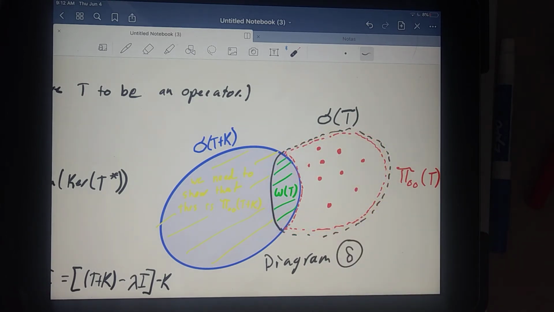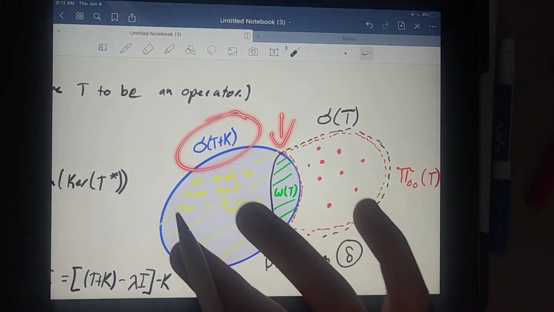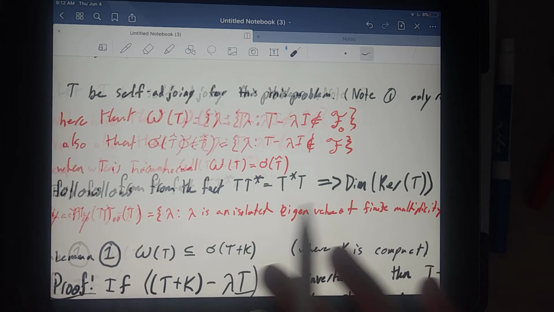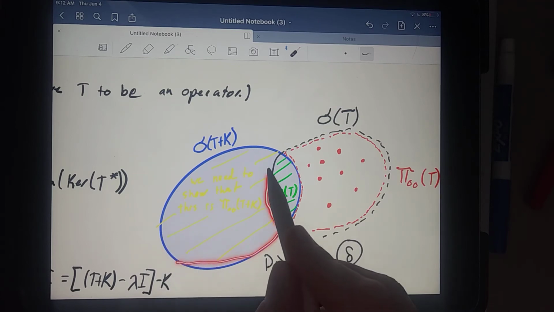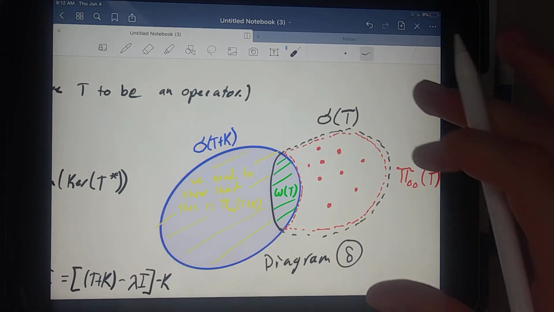Now, why do we get that this is in fact in the intersection with the spectrum of t plus k? Well, that's going to be right here. That's going to be our lemma 1. So what this gives us is that we can construct the diagram in this way. And what we need to show to finish the proof is that we can do it the other way as well, that this is symmetric, that everything other than the Weyl spectrum of t is in fact just pi double 0 of t plus k.